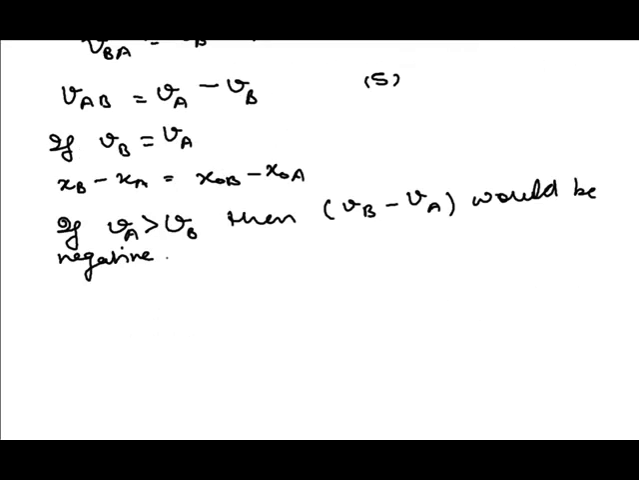Now if VB and VA have opposite signs, then the magnitude of VBA or VAB would be greater than the magnitude of the velocity of A or that of B, and the object seems to move very fast.